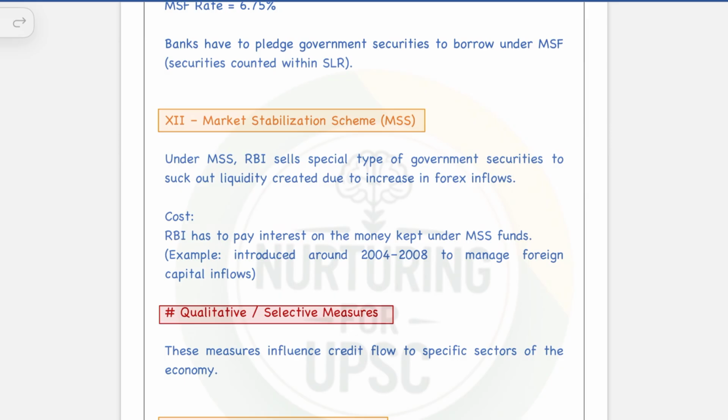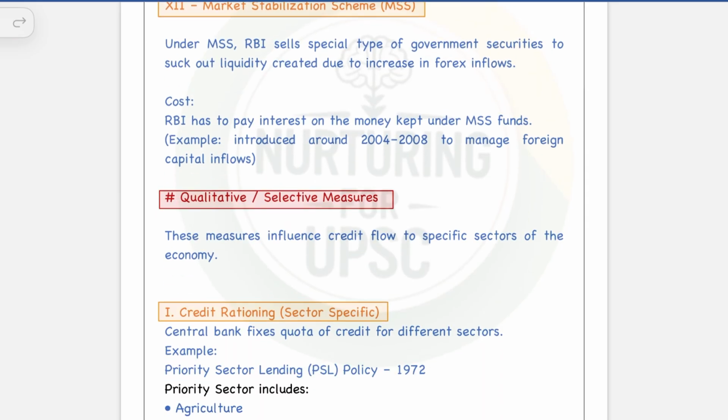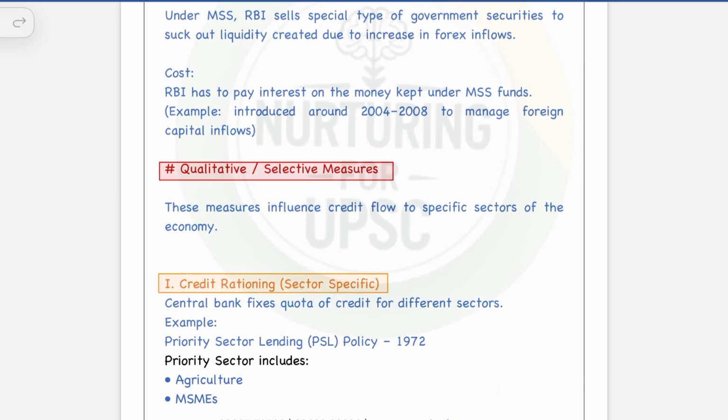Apart from that, there are certain qualitative or selective measures in which there is a discrimination and distinction between various sectors of the economy, to which impetus is given for credit creation or lending. One is credit rationing, which is sector specific. So what does the central bank do? It fixes a quota for different sectors.